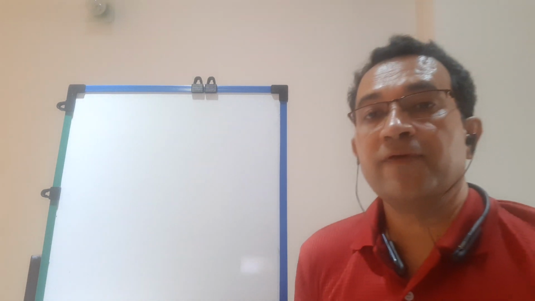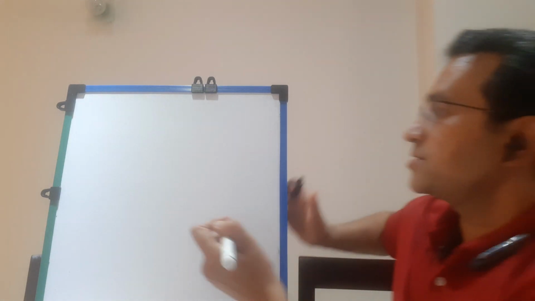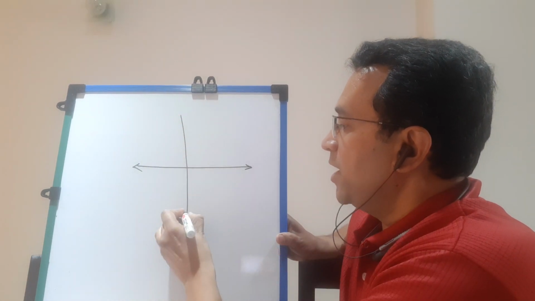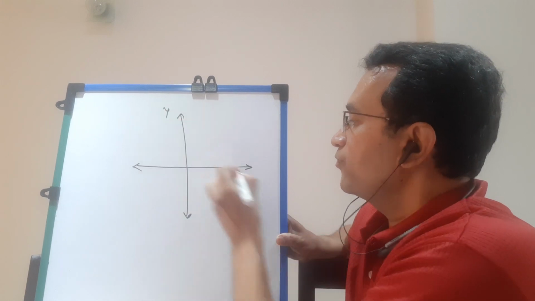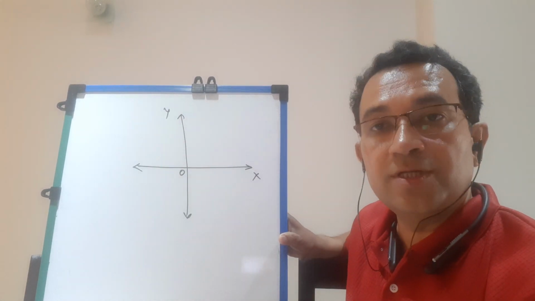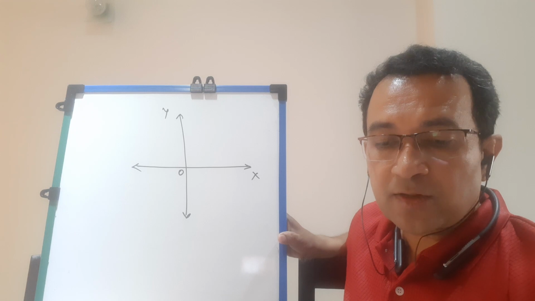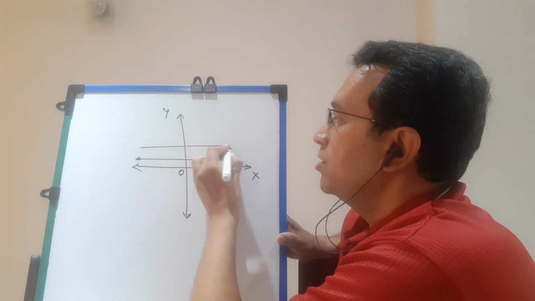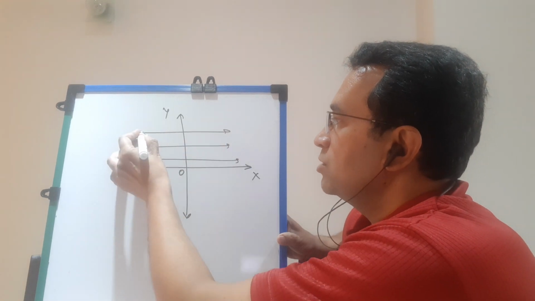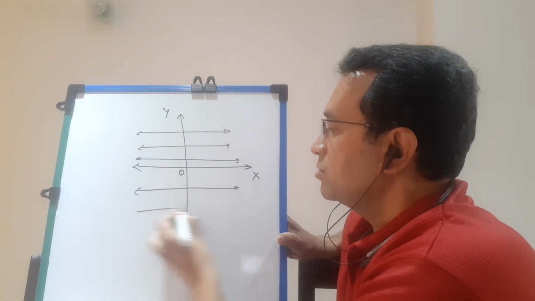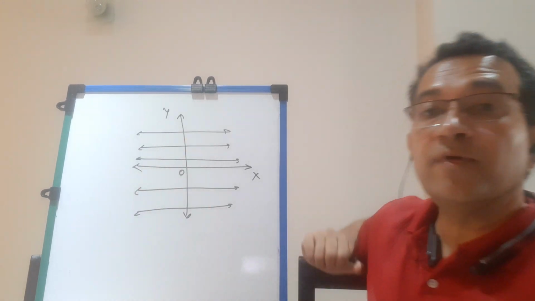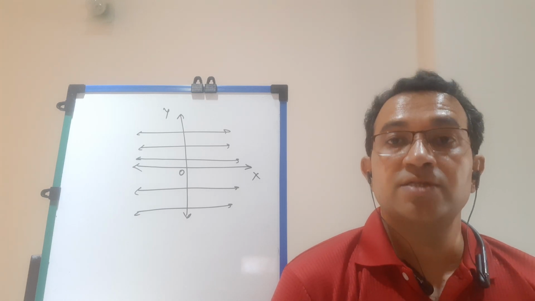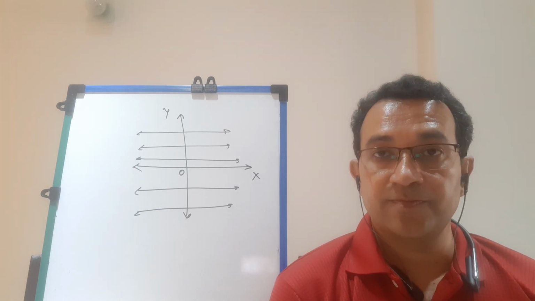Now students, all of you are familiar with the x-axis and y-axis. This is the x-axis, which is a horizontal line, and this is the y-axis, which is a vertical line, and their intersection is the origin. What we are given, students, is a set of lines which are parallel to the x-axis. I can draw one line like this, another line, here also, here also. So there can be an infinite number of lines which are parallel to the x-axis. So this set is an infinite set.